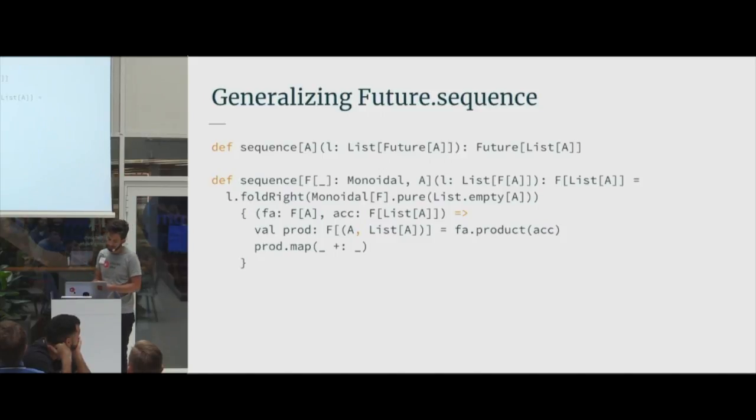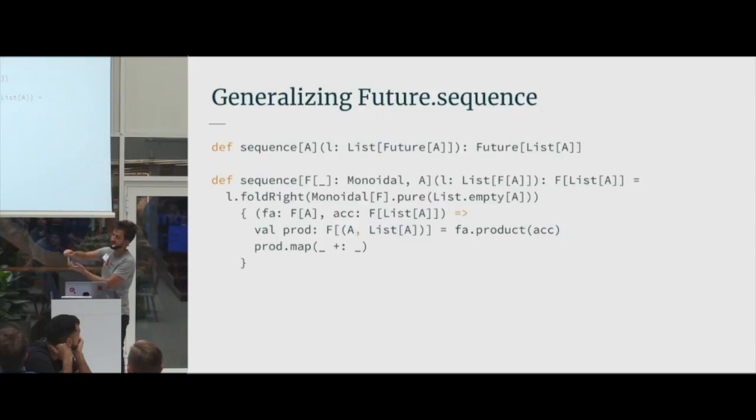And because the list has f of a's, the individual values coming out of this list will be values of f of a, which is this fa parameter. And then we want to accumulate these inside this f of list of a. So we have this function from f of a and f of list of a to f of list of a. And what we can then do is just say, hey, let's use this product function to combine these two f values into a single value, right?